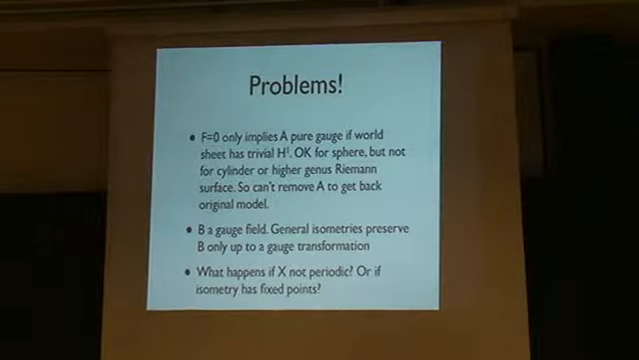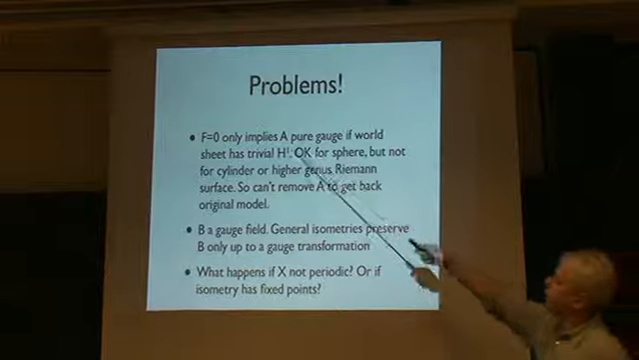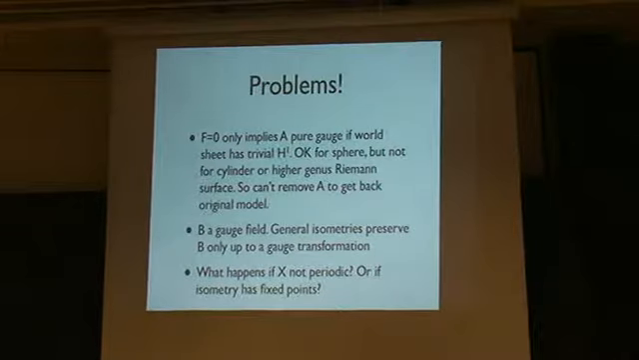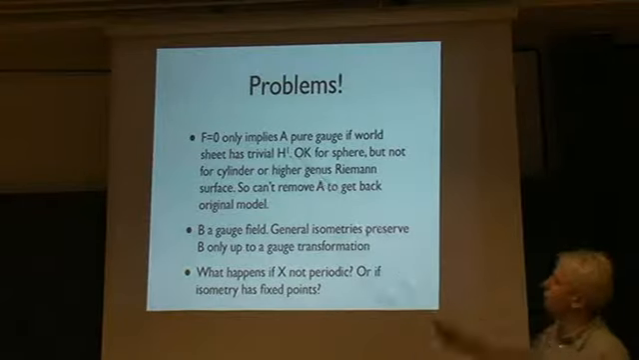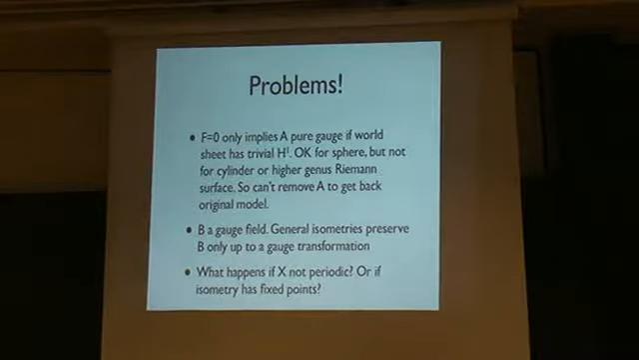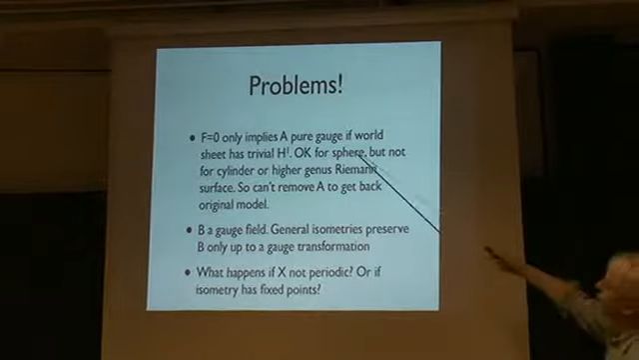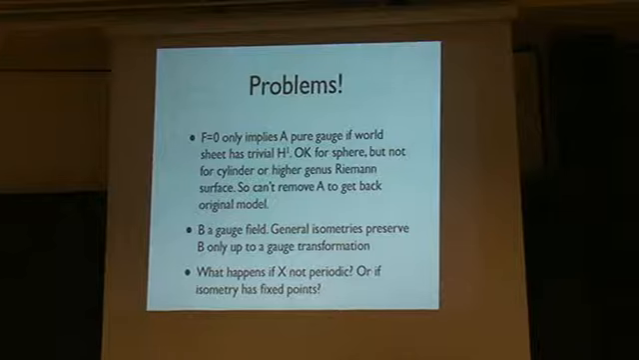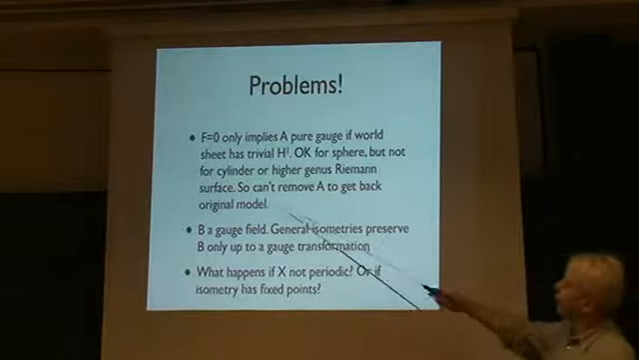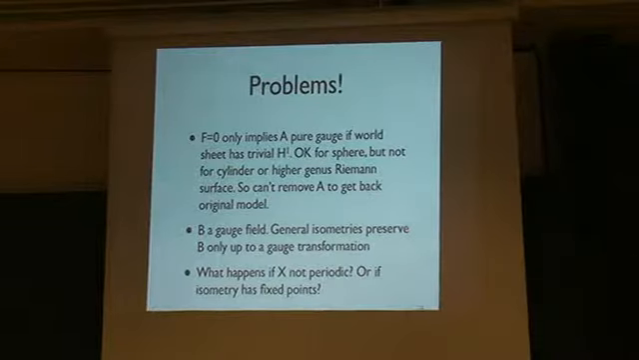So what's wrong with this argument? First of all, the condition F equals 0, which implies A is pure gauge locally, only applies globally if the world sheet has trivial first cohomology class, H1 of R. So it would be okay if the world sheet was a two-sphere, but not for a cylinder or a higher genus Riemann surface, because each of those has non-retractable loops. So one can't remove A to get back the original sigma model.